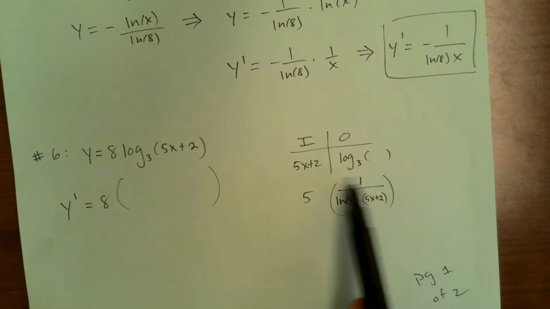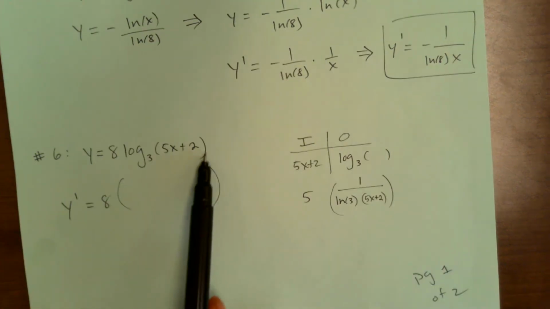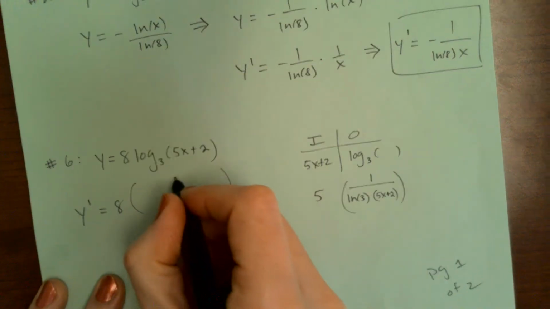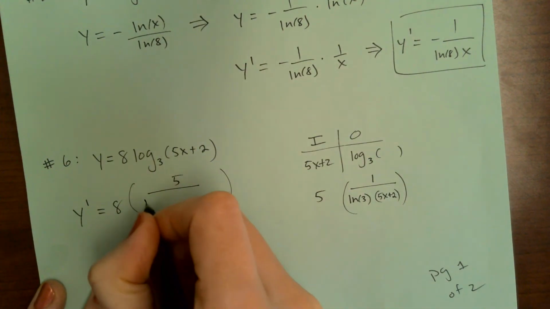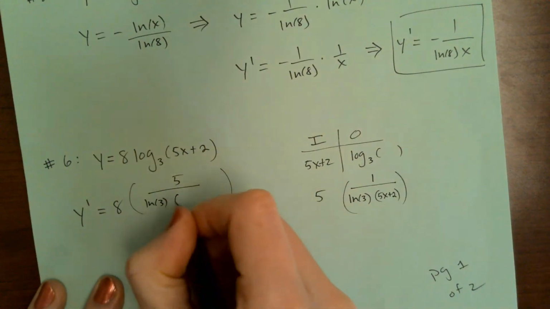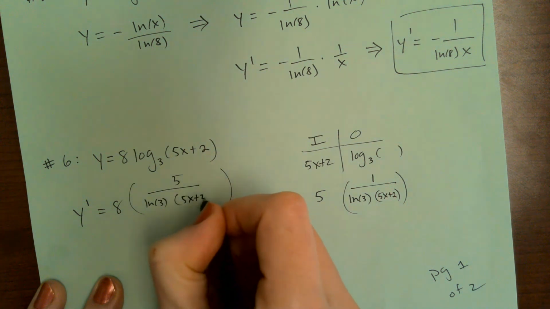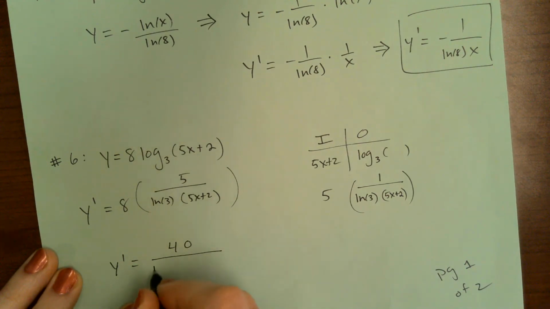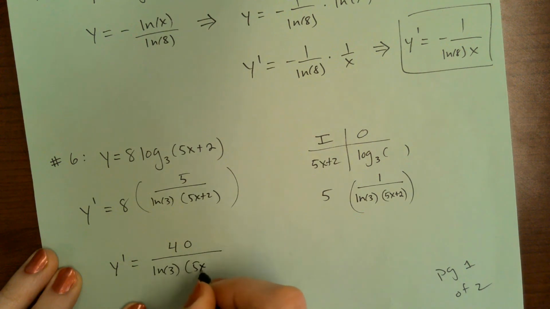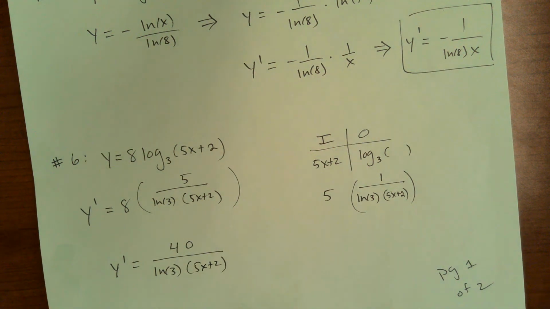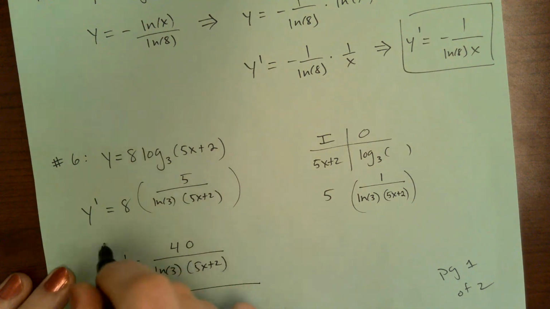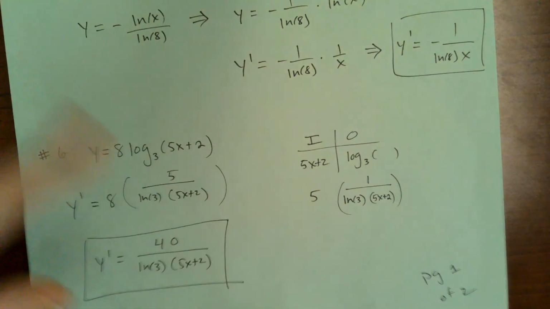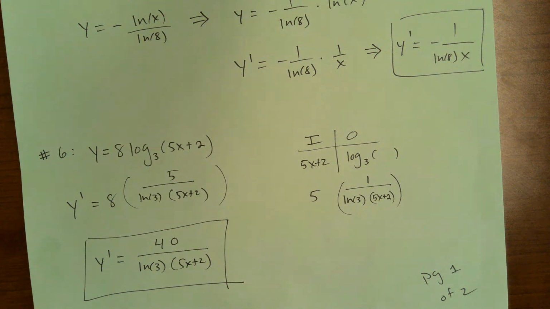So here's the derivative of this log part. So that is 5 over natural log of 3 times 5x plus 2. So y prime is 40 over natural log of 3 times 5x plus 2. Yeah, so I think the formula is just better, guys, than having to go through the process the whole time.